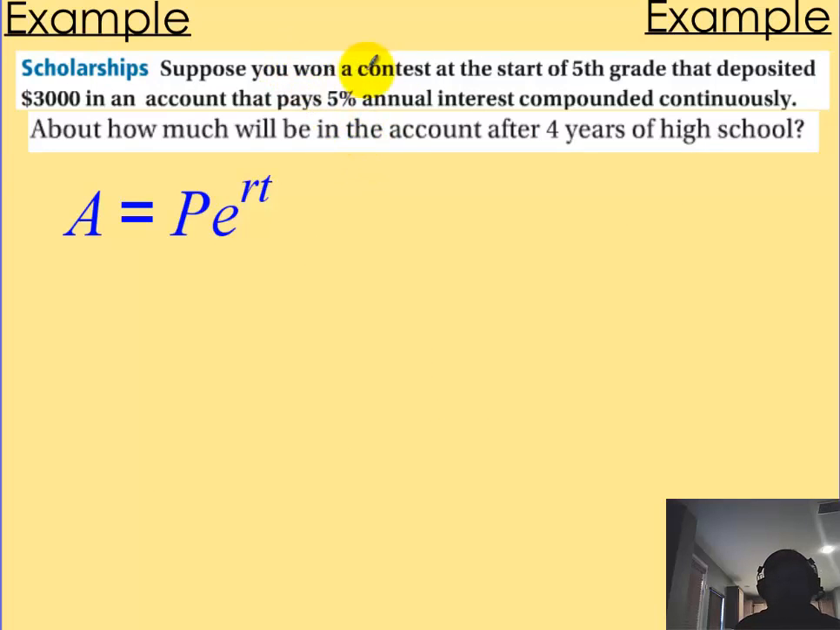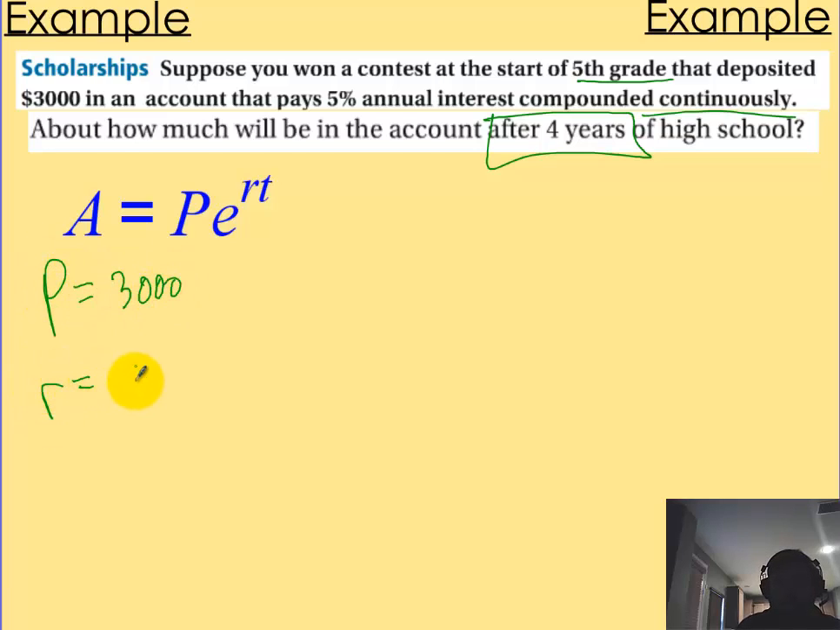All right, suppose you won a contest at the start of 5th grade that deposited $3,000 in an account that pays 5% annual interest compounded continuously. About how much will be in the account after 4 years of high school? Similar to one of the earlier examples, but a little different. Our principal we start off with is $3,000. The rate is going to be 5%, but the amount of time is different. You start in 5th grade, so after 4 years of high school, that's after 12th grade.